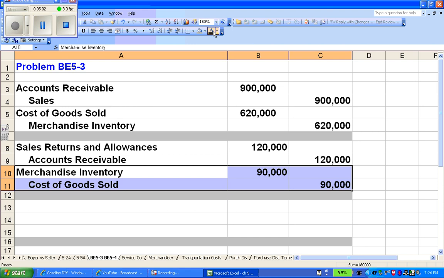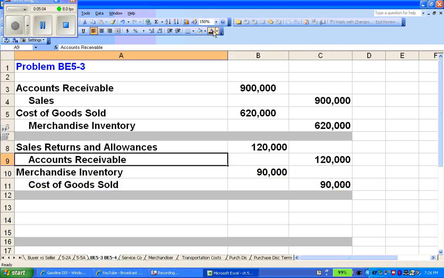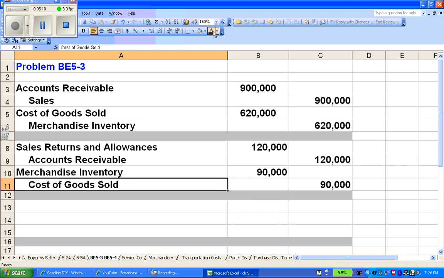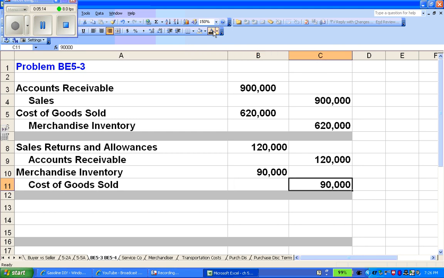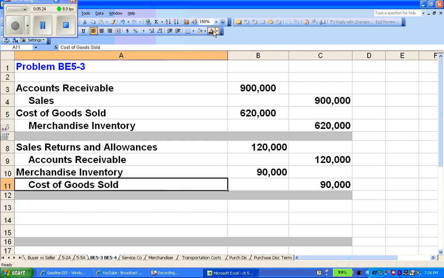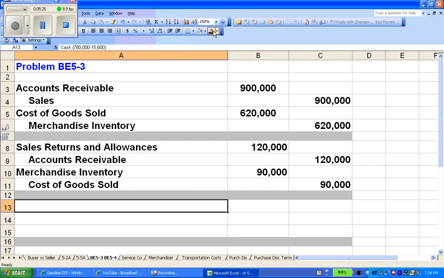So we'll debit our inventory because we're putting it back into our inventory. It was returned back to us as Monroe Company, and we'll reduce our cost of goods sold now for that amount because we didn't sell that portion. Cost of goods sold normally has a debit balance. I want to reduce my cost of goods sold, so I'll credit it. Okay, let's see what the entry is in C.